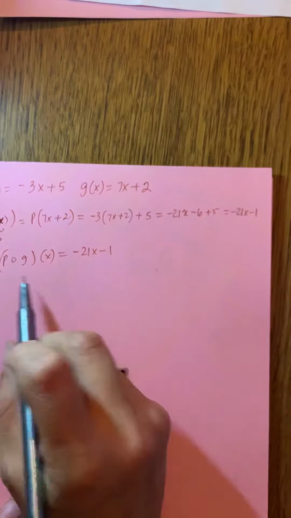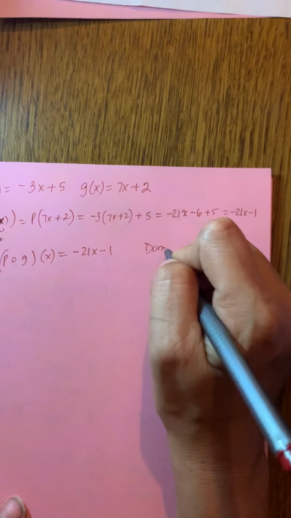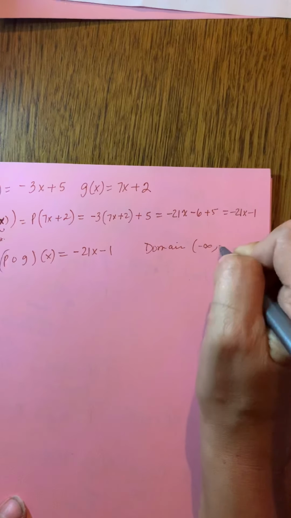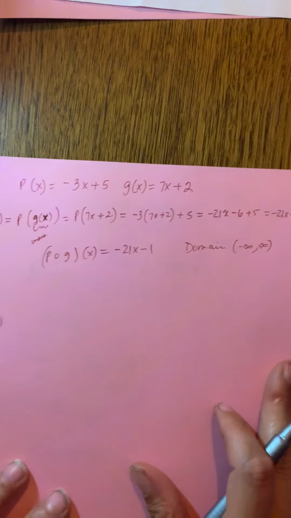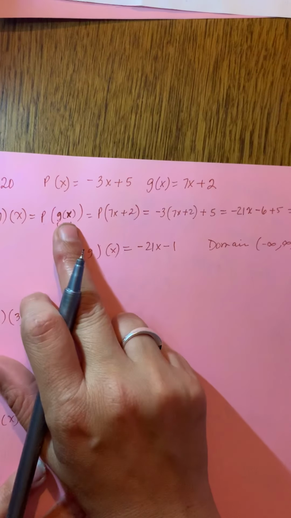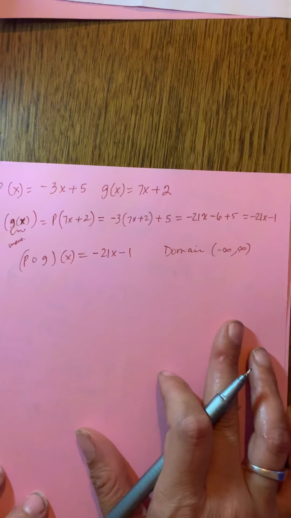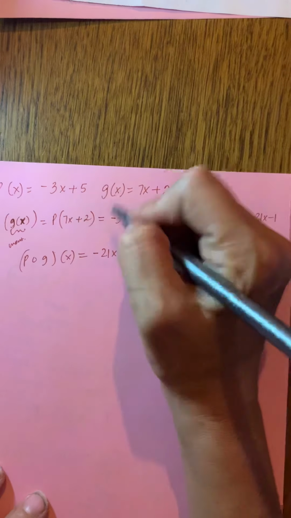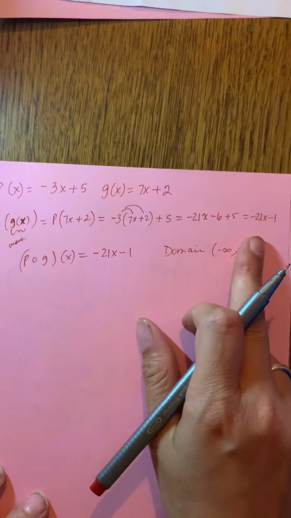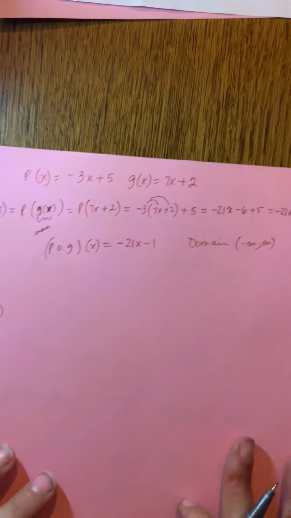This is linear, so it makes my domain all real numbers. So again, let's do a quick recap. My G function was acting like the input for my P function. And so you just plug it into your X's and you distribute and combine your like terms. Let's look at the next problem.